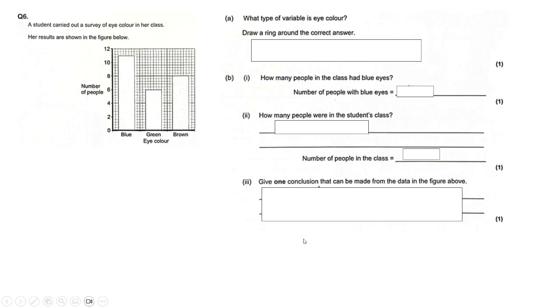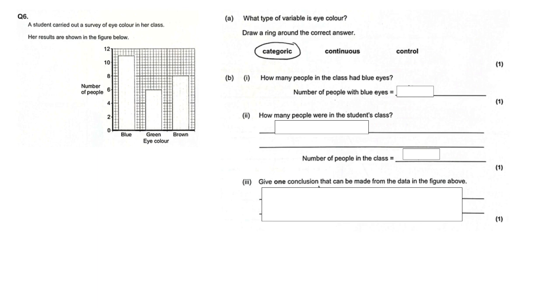Next, what type of variable is eye color? Eye color is a genetic variable. It's inherited, but it's categoric because it works with a word. Continuous, remember, is a variable that can take any value within a range. It's usually numbers, it can take any numbers.